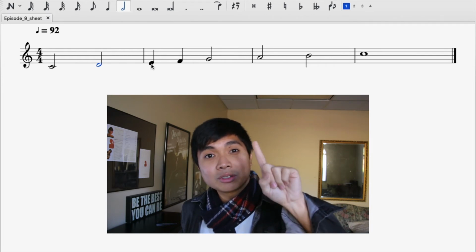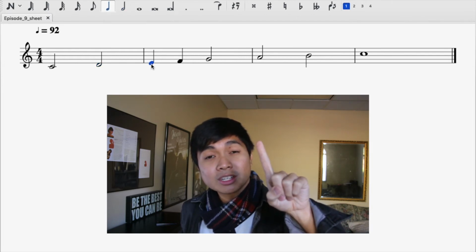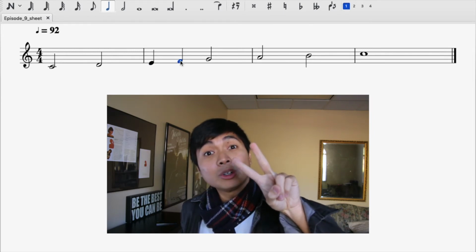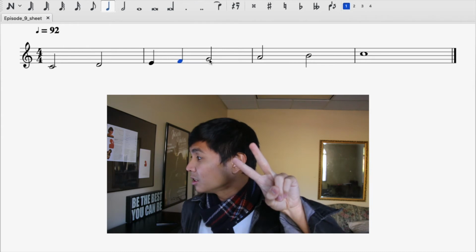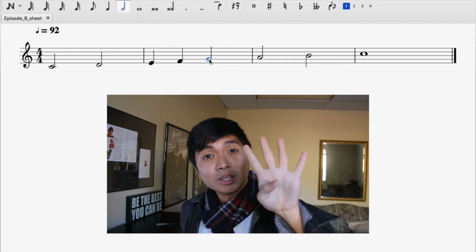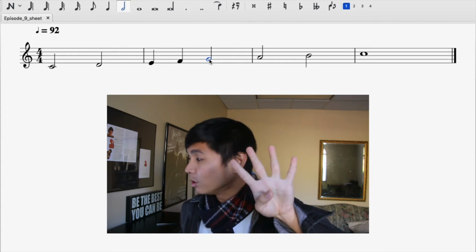Going over the bar line into the next measure, we have the next 3 notes in the melody. The first note being a straight up quarter note, this E. The next note, the F, being a straight up quarter note. And the last note in this measure, the G, being a half note containing 2 quarter notes. Again, we end up with 4 quarter notes once more.